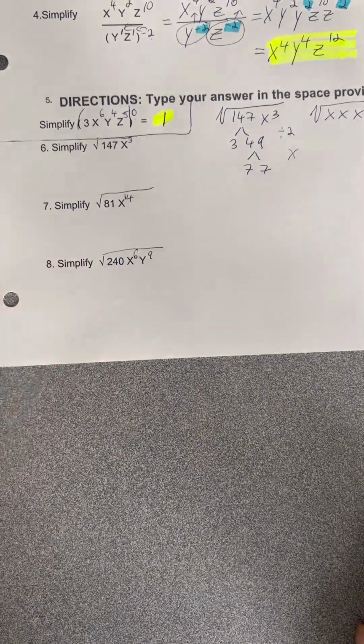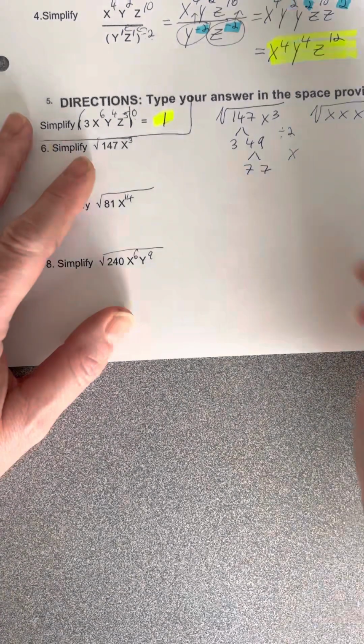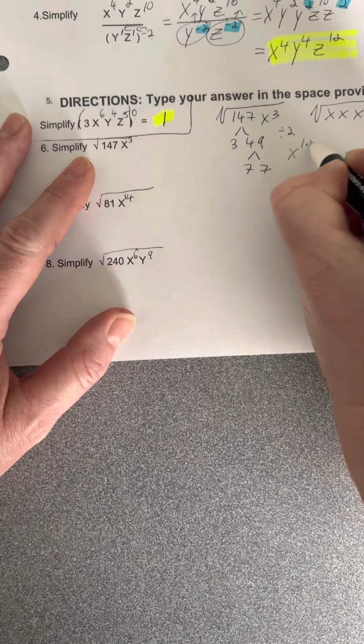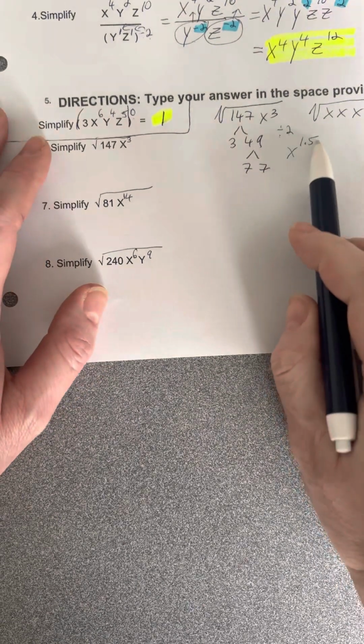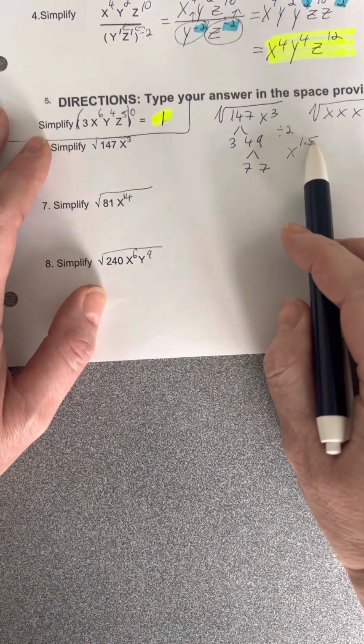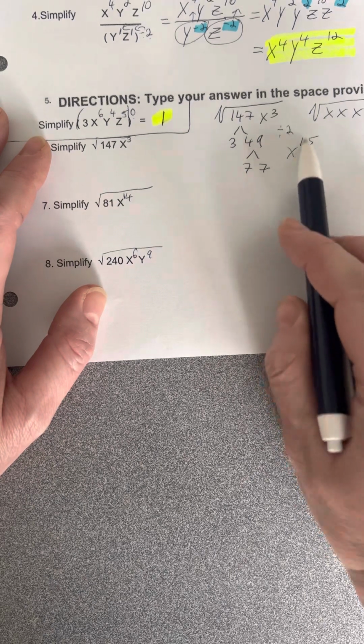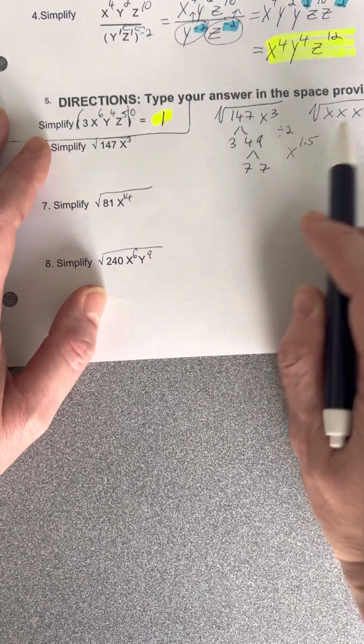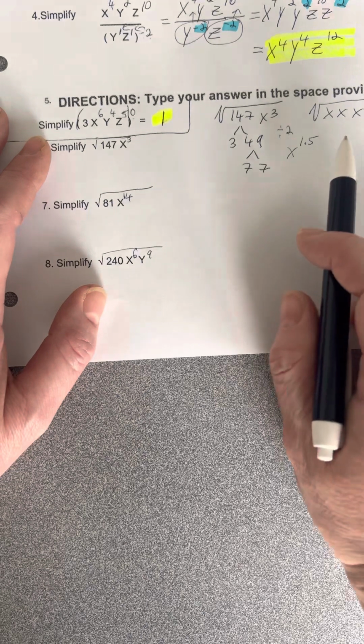So 3 divided by 2 is 1.5. That's what I was trying to get to. So it would be 1.5. Now, we don't like the 0.5, so that means 1 x will come out to the answer, and the 0.5 would be another x, which will stay inside the square root.